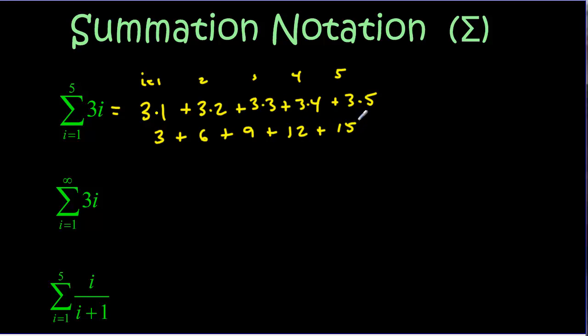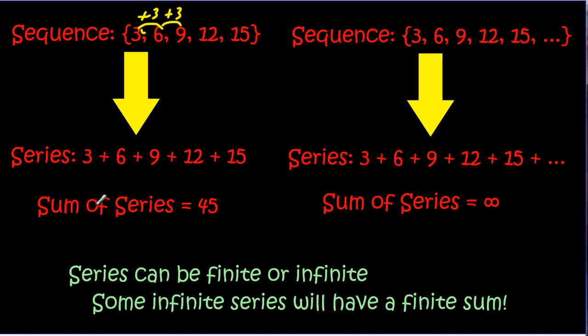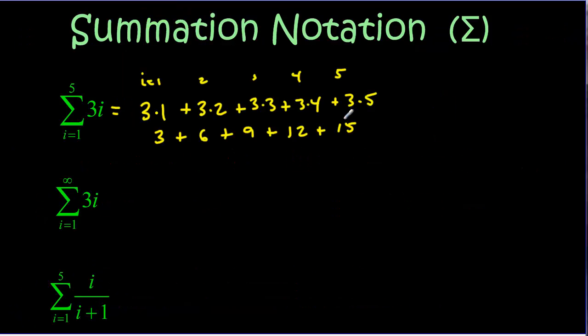which is the same problem that we just had on the previous page. So this is the summation notation or sigma notation for this series right here, a finite series. And we had calculated that that value was 45. So this has a value of 45.